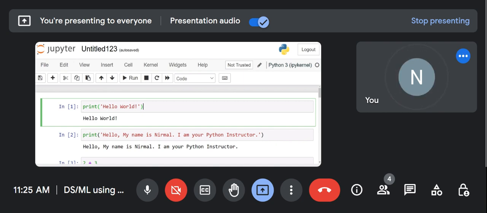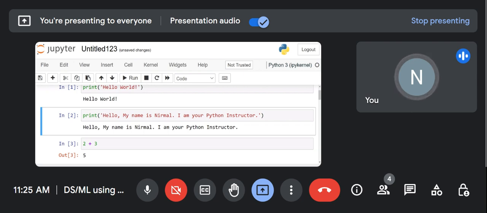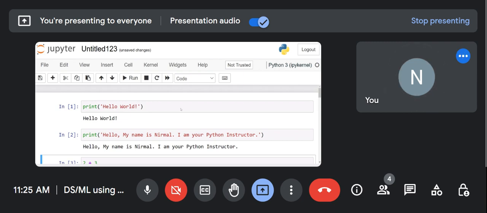Okay, and it's going to print what's written inside it. And you can use different kinds of statements here. Hello, my name is Nirmal, I am your Python instructor. This is what you can do here in case of Jupyter Notebook.